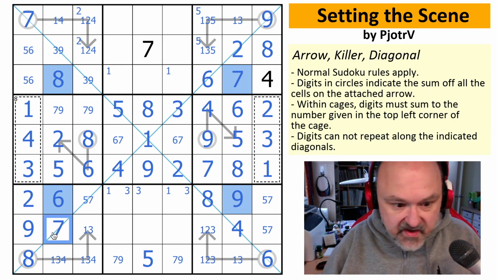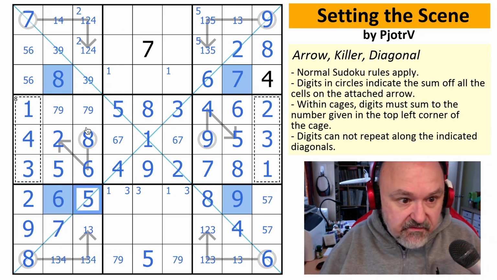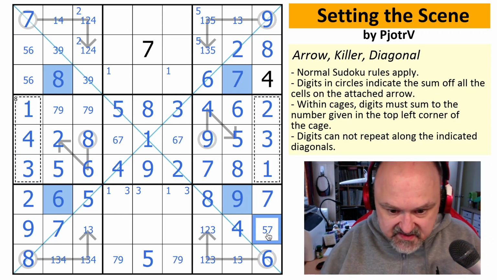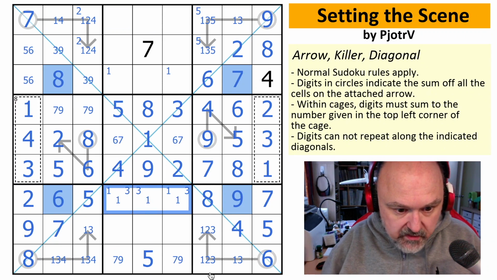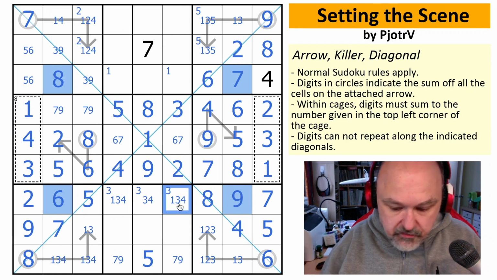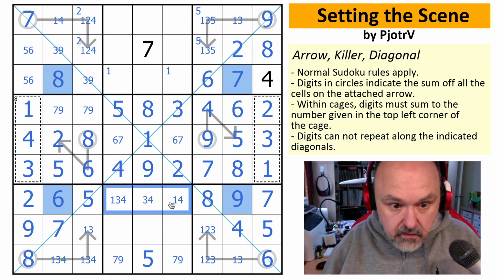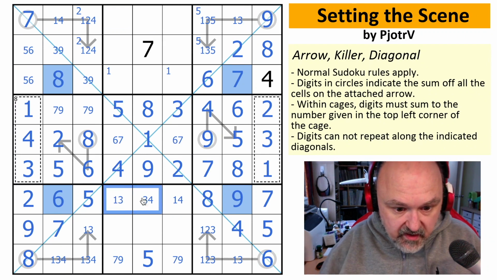There is a 5 right there. So that becomes the 7. That becomes the 5. That 5 is looking over, making that a 7 and that a 5. This is now a triple. 1, 3, and 4. There is no 1 in the middle. There is no 3 there. There is no 4 there.